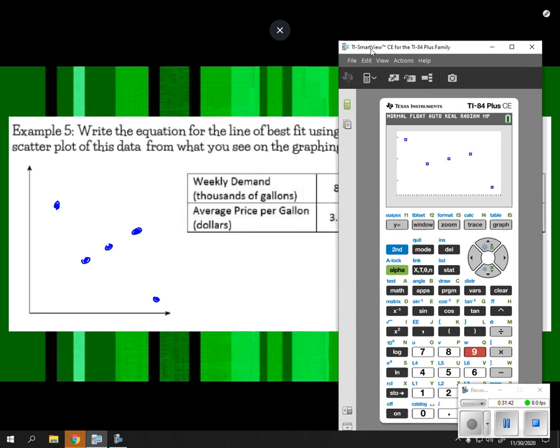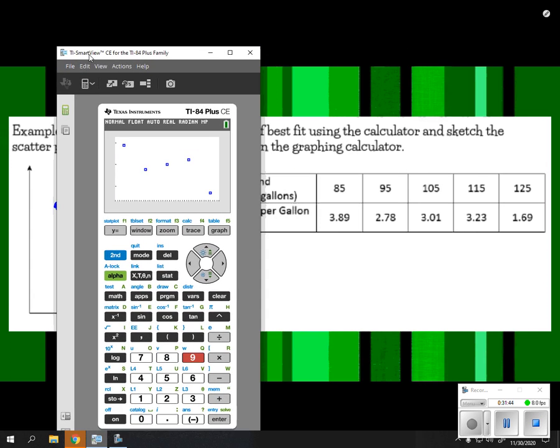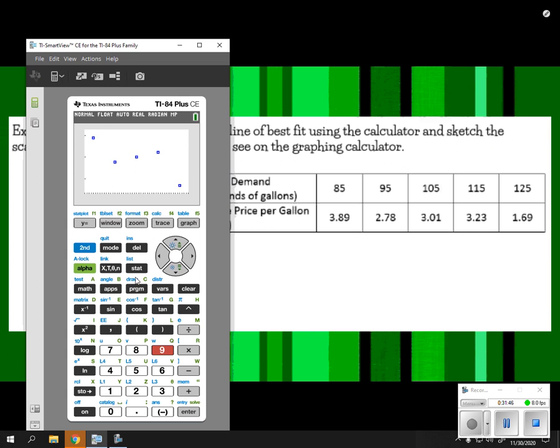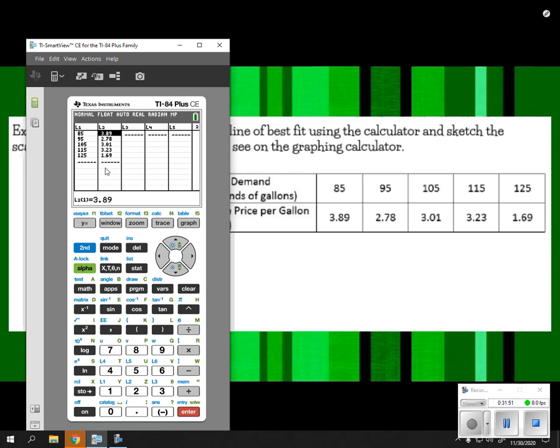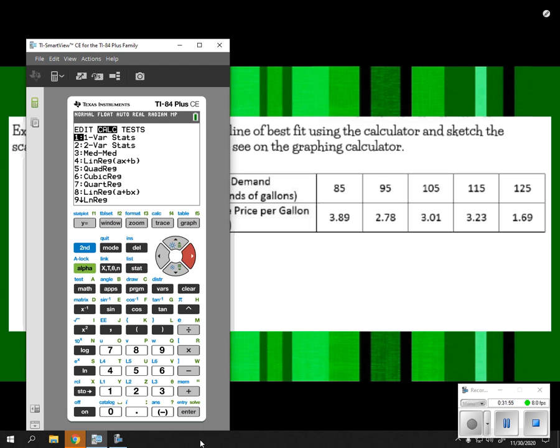All right, we're going to write a regression equation. So I'm going to scoot over here. We're going to hit stat and enter. There is our list. It's still in there. I'm going to hit stat right 4, and then hit enter a whole bunch of times. And there's our regression equation.